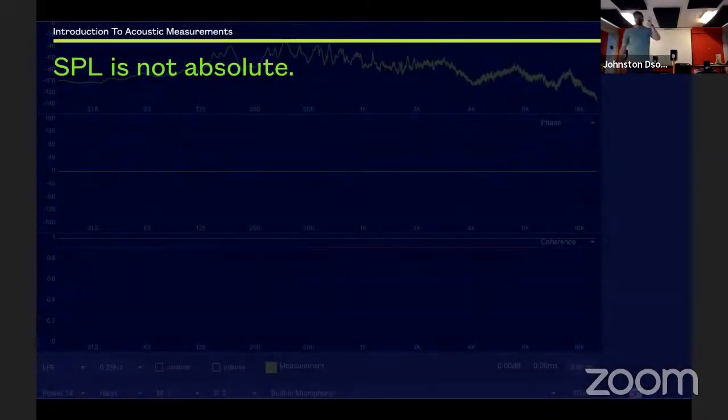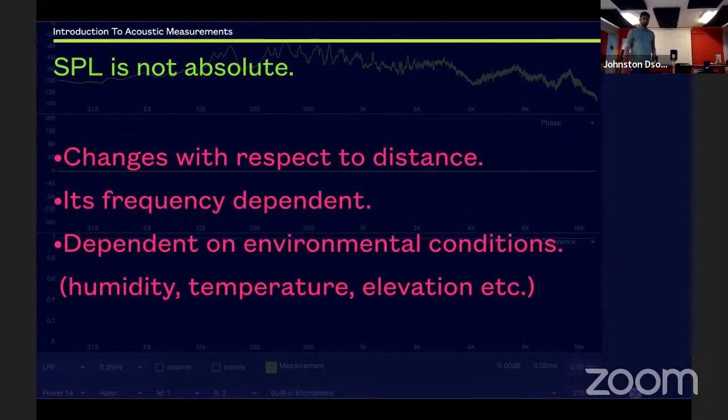Next up, this SPL is basically not absolute. Just as we saw in the inverse square law, it is not absolute, because as you keep moving away from the source, the signal keeps dropping. But it is not as simple as that. Of course it keeps changing with respect to distance, but this SPL is also frequency dependent.